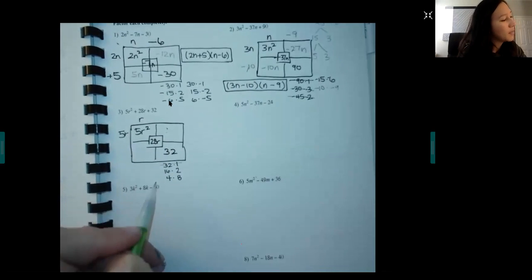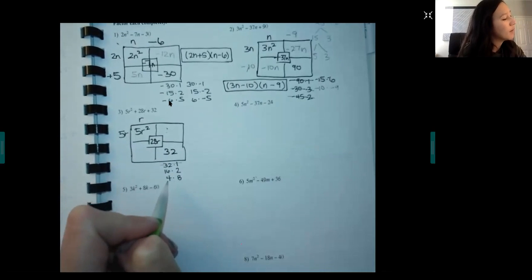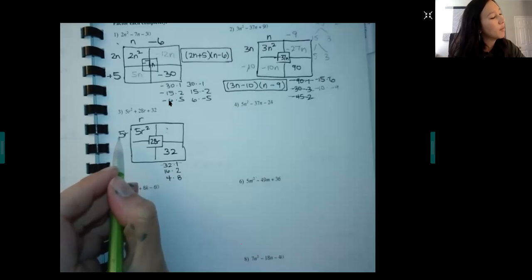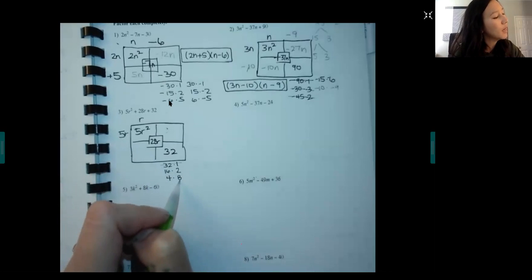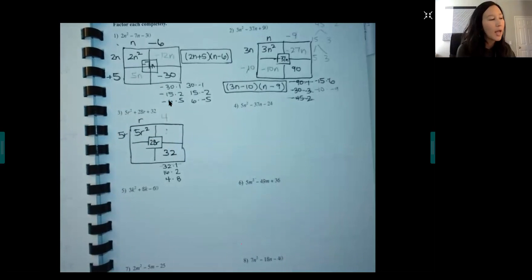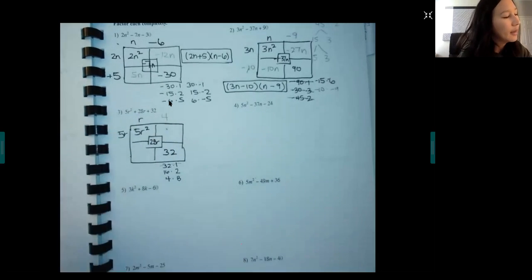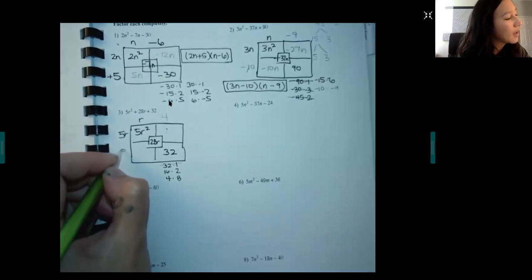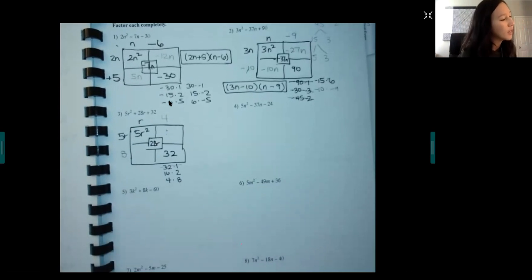16 and 2, I don't know. I'm thinking maybe 4 and 8. Let's try 4 and 8 because I kind of can see that if I multiply 5 times 4, that'll give me 20, and then plus 8 will give me the 28r. So of course, do as much in your head as you can, it'll just save you time. Once you get the hang of it, you can do a lot of it mentally.